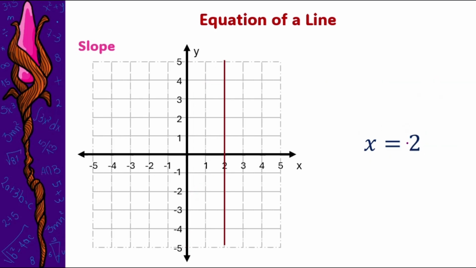Of course, if it doesn't pass through x equals 0 but another number like 2, then the equation would be that value. In this case, x equals 2, because the value that x is taking every time is 2. 2, 3, here 2, -3, 2, -2. Notice that x is always 2. So that's how an equation of a vertical line looks like.